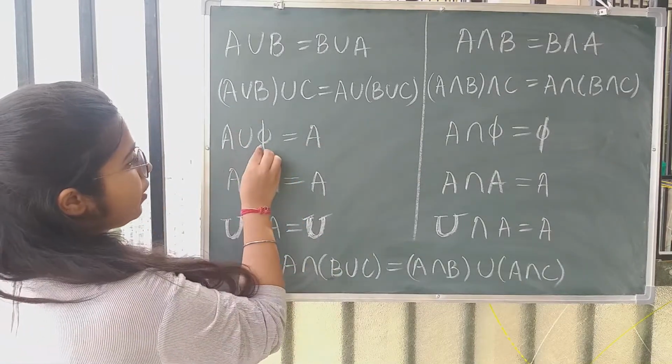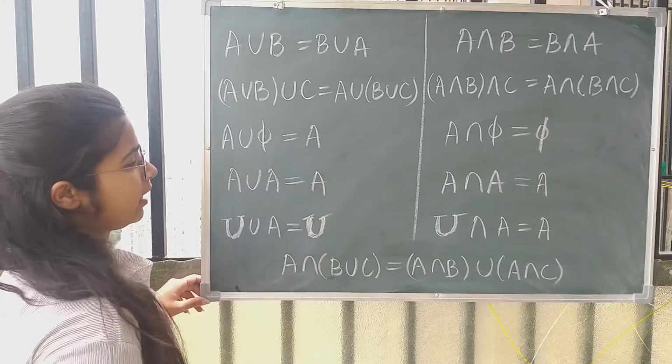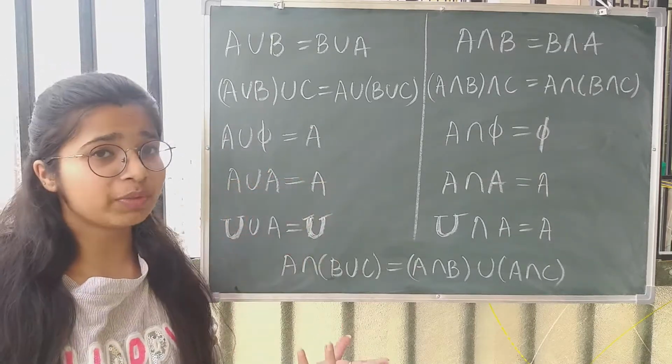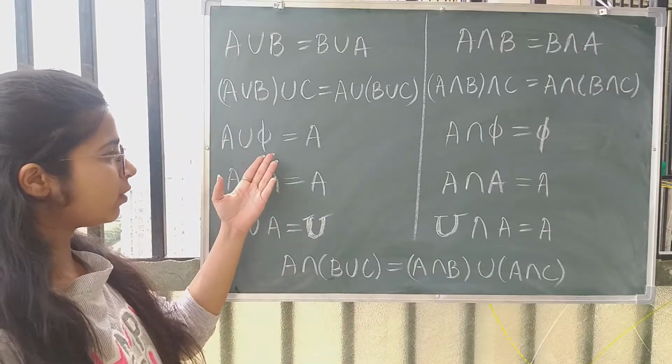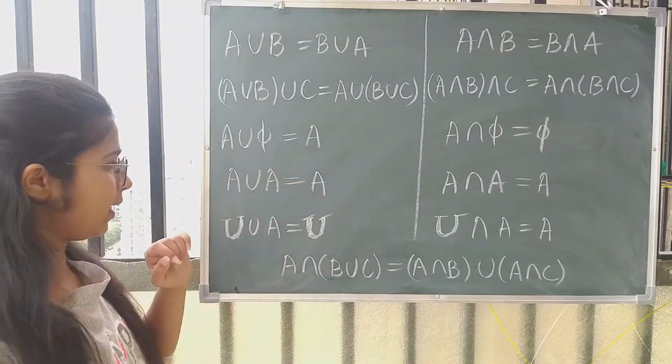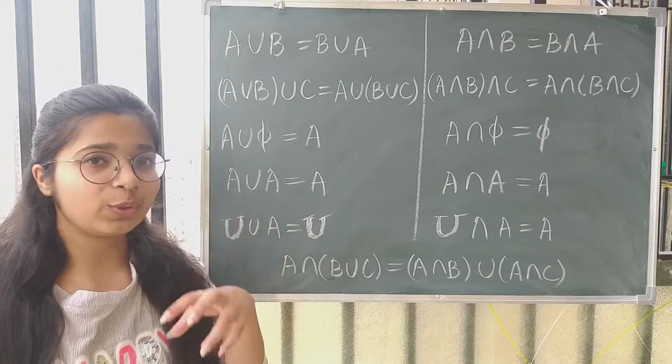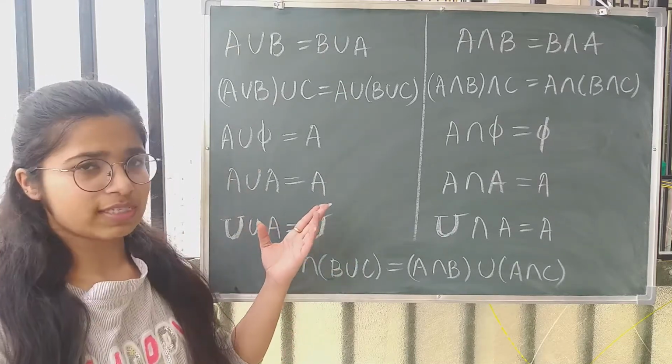Next, A union phi is the same as A. जब भी आप A का union करोगे phi के साथ, phi में कुछ भी नहीं होता. So जब भी आप union करोगे उसके साथ, you will always get A. Now if there's A union A, that means A का union खुद के साथ, so that will be obviously A.